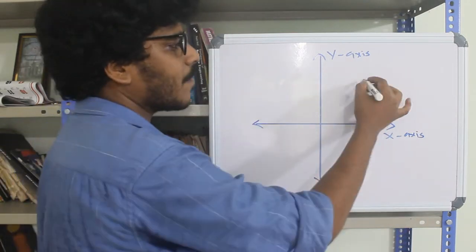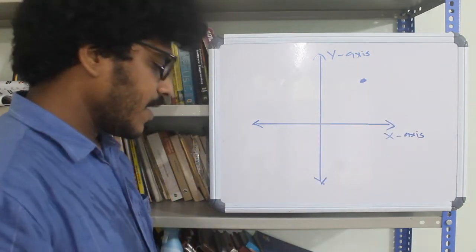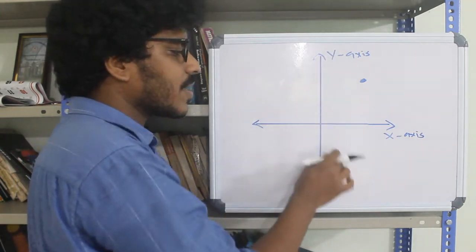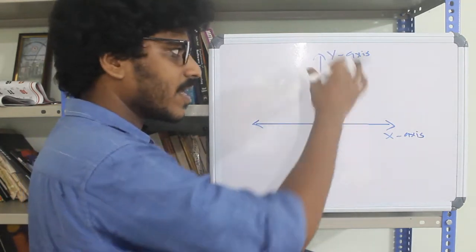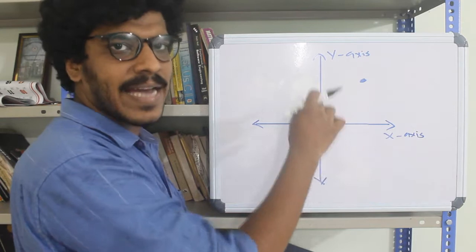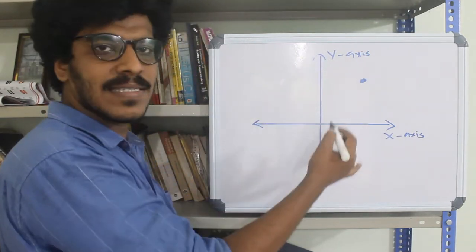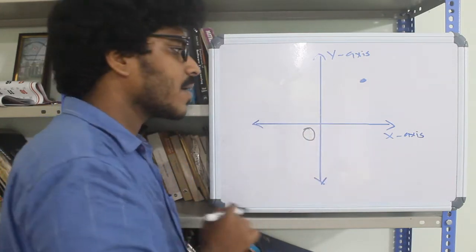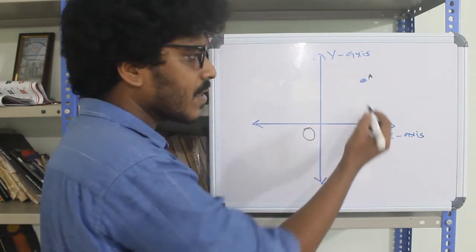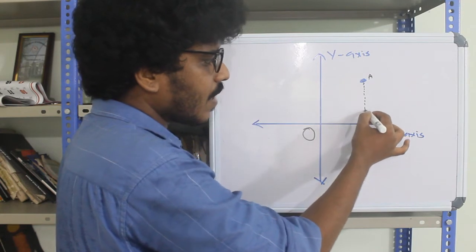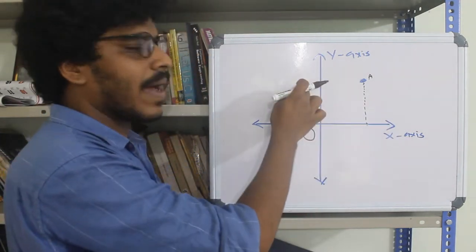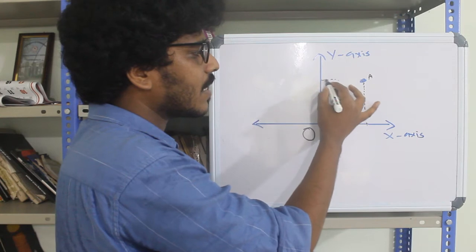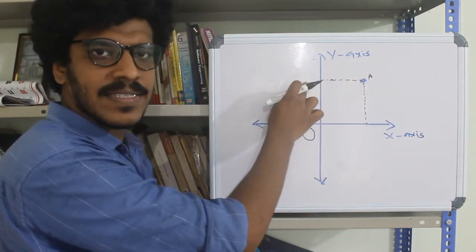Suppose we have a point here. We call these two axes together the axes, and the center point where these two axes meet is called the origin and denoted with the letter O. So we have a point here, I call that A. I have drawn a line which is parallel to the y-axis meeting the x-axis, and another line parallel to the x-axis meeting the y-axis.